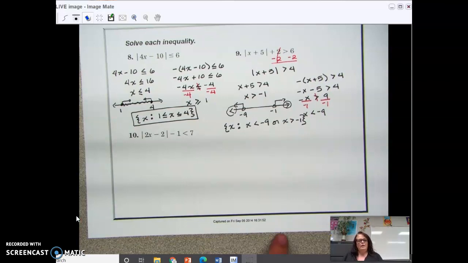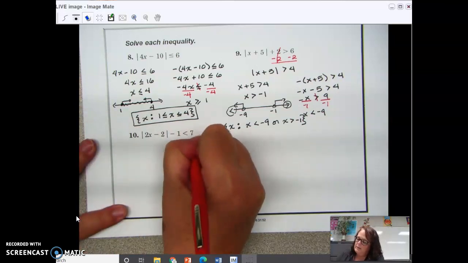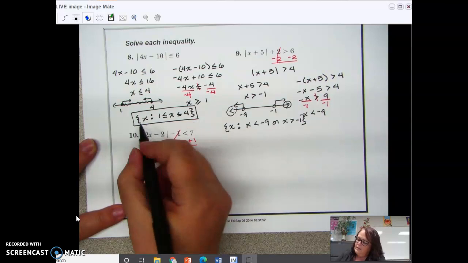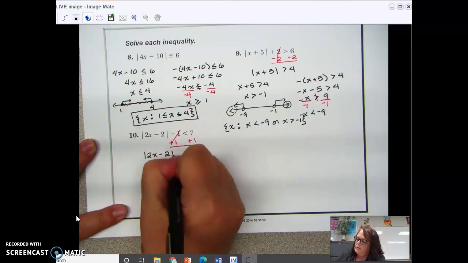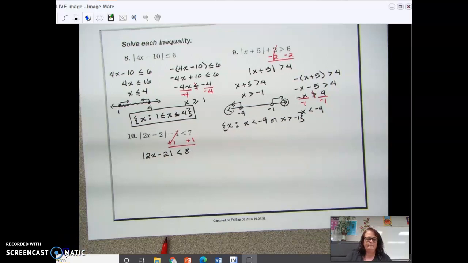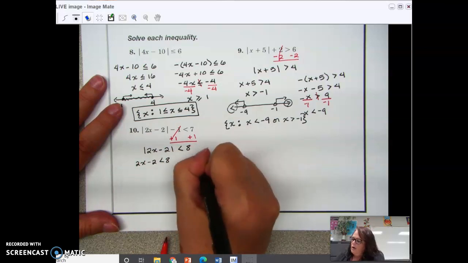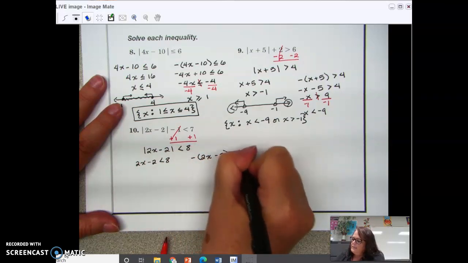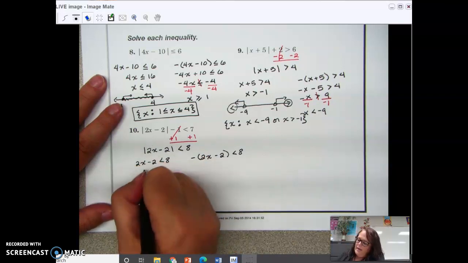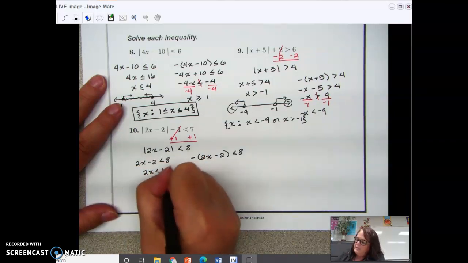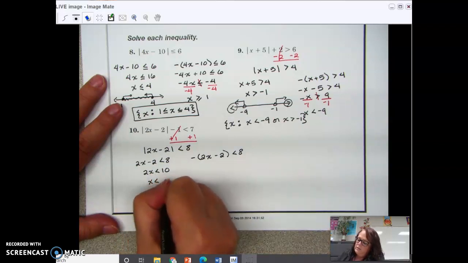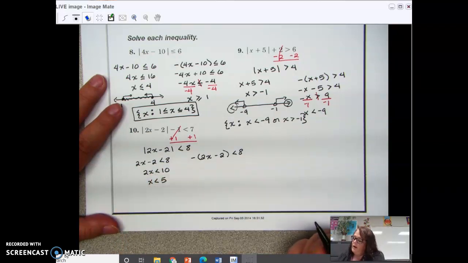So now that you've seen that, pause the video and see if you can do question number 10. So question number 10, I can add 1 to both sides. And so that's going to give me the absolute value of 2x minus 2 is less than 8. So that means that 2x minus 2 could be less than 8, or the opposite of 2x minus 2 could be less than 8. So coming over here, if I add 2 to both sides, we get 2x is less than 10, and dividing by positive 2 does not change my inequality, so I get x less than 5.